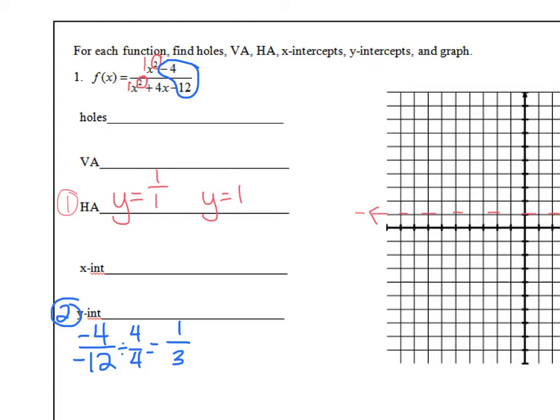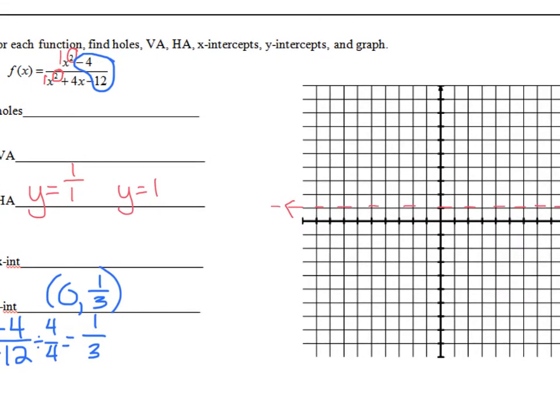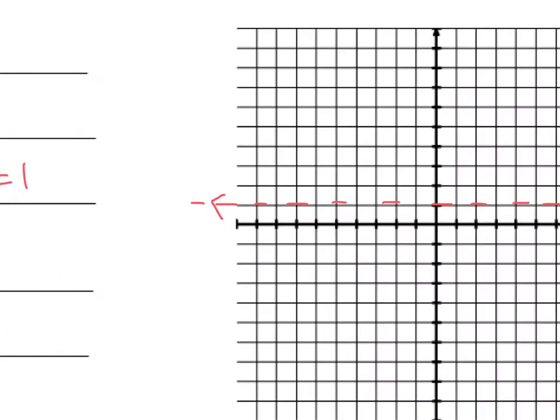When we write the y-intercept, it's an ordered pair. Since it's the y-intercept, the first number is always 0, and then the second number would be 1/3. And let's go ahead and put that on the graph as well. 1/3 we're going to have to estimate as best we can, which means it's just a little past 0 on the y.